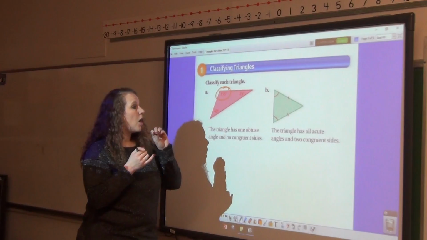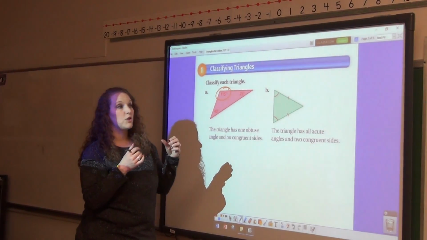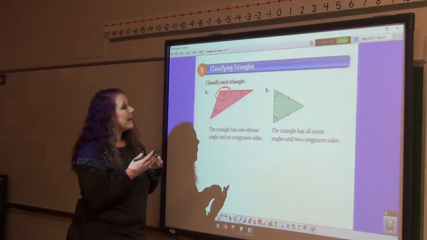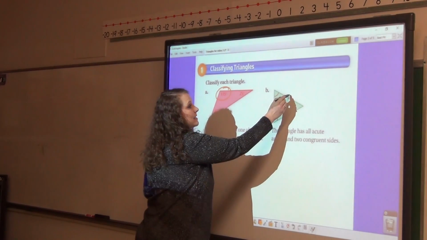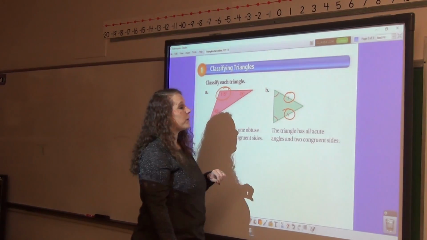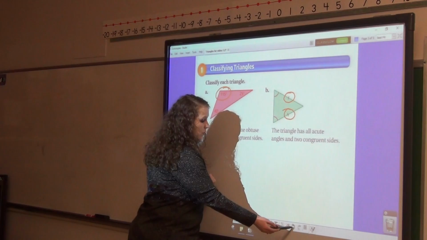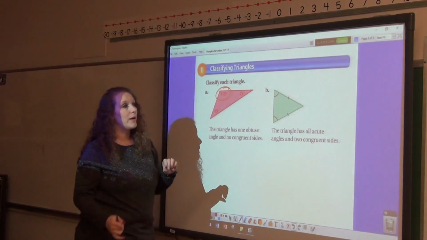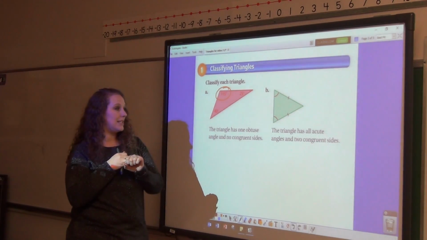This one has all acute angles, which makes it an acute triangle, and it has two congruent sides. If you see these right there, that means it has two congruent sides, and so it is an acute isosceles triangle.